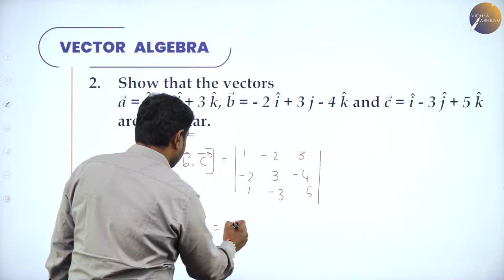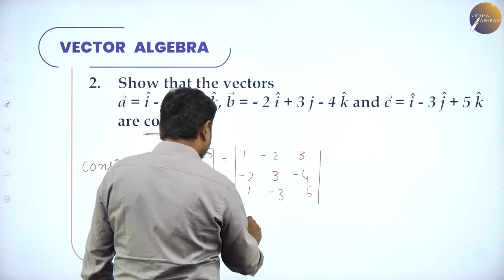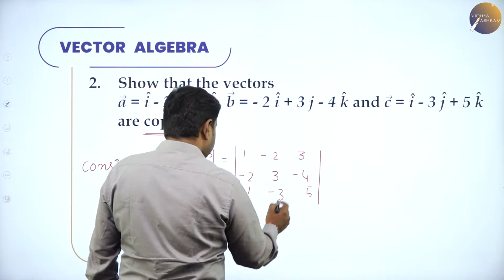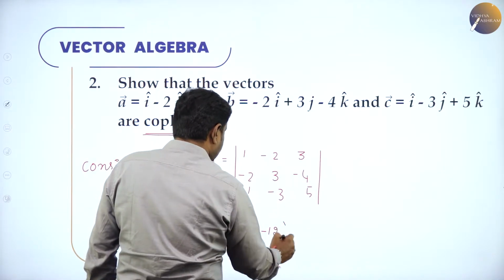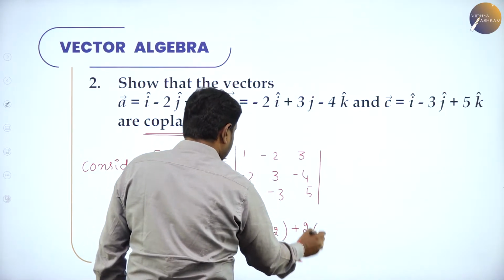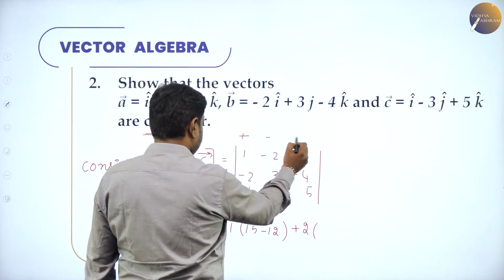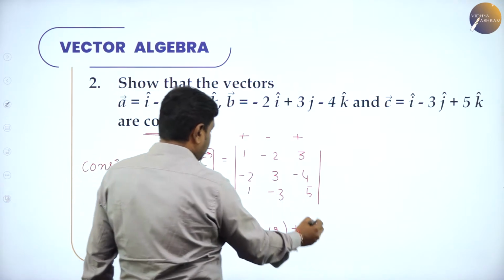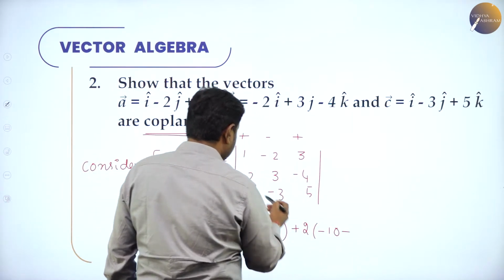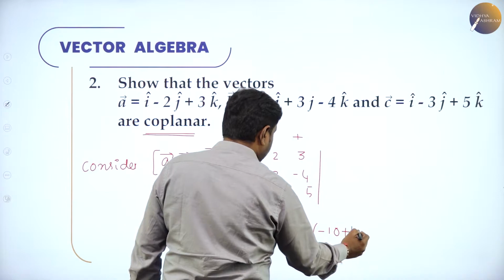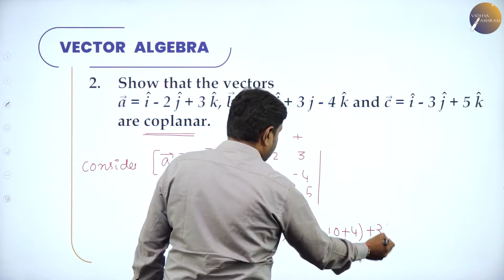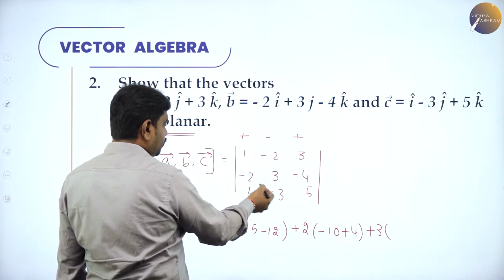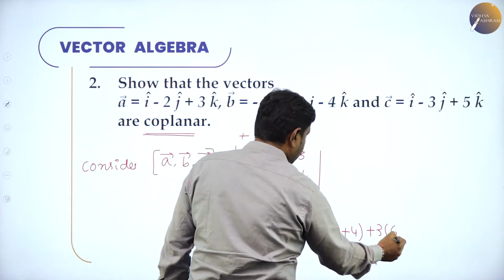If you expand this, it will become 1 into, delete the row, delete the column, 15 minus 12. Minus of minus 2 becomes plus 2, because the signs are plus, minus, plus. Delete the column, delete the row: minus 10 plus 4. Plus 3 into, delete the column, delete the row: plus 6 minus 3.